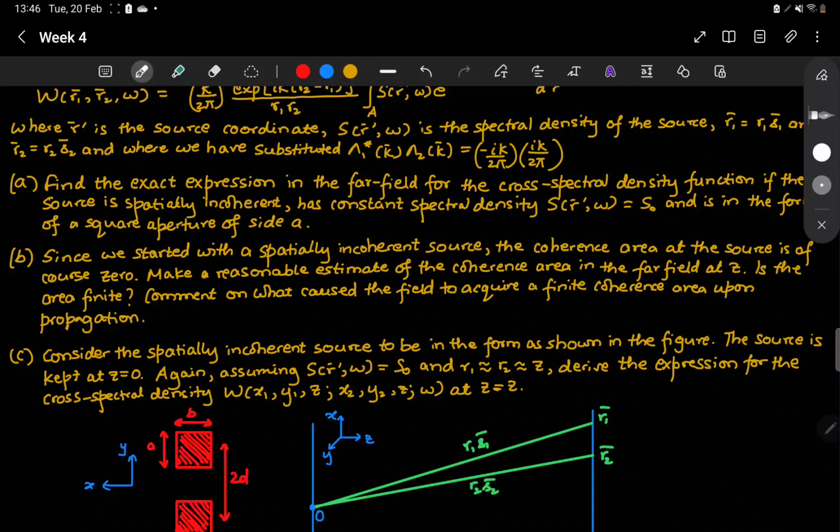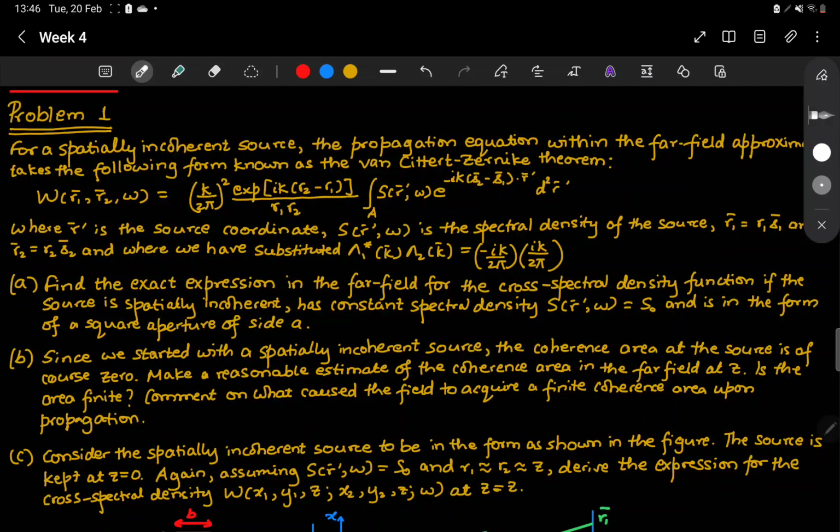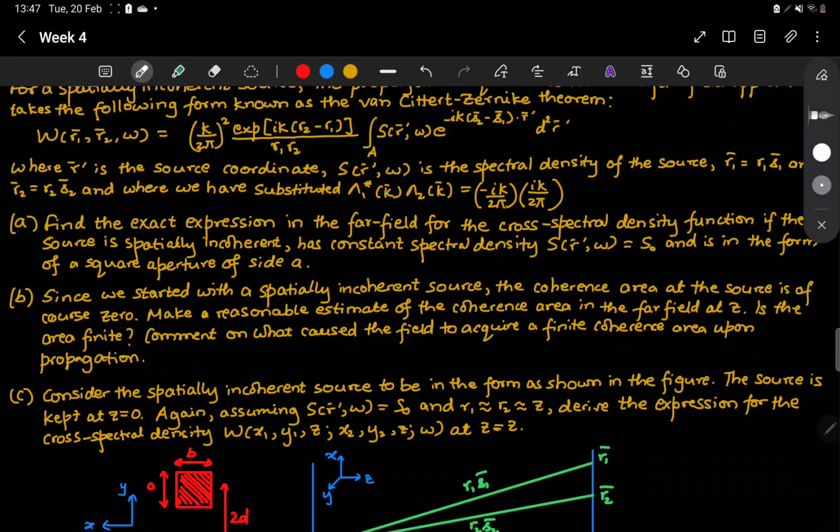Part A. Find the exact expression in the far field for the cross-spectral density function if the source is spatially incoherent, has constant spectral density, and is in the form of a square-shaped aperture of side A. Part B. Since we started with the spatially incoherent source, the coherence area at the source is of course 0. Make a reasonable estimate of the coherence area in the far field at Z. Is the area finite? Comment on what caused the field to acquire a finite coherence area upon propagation.